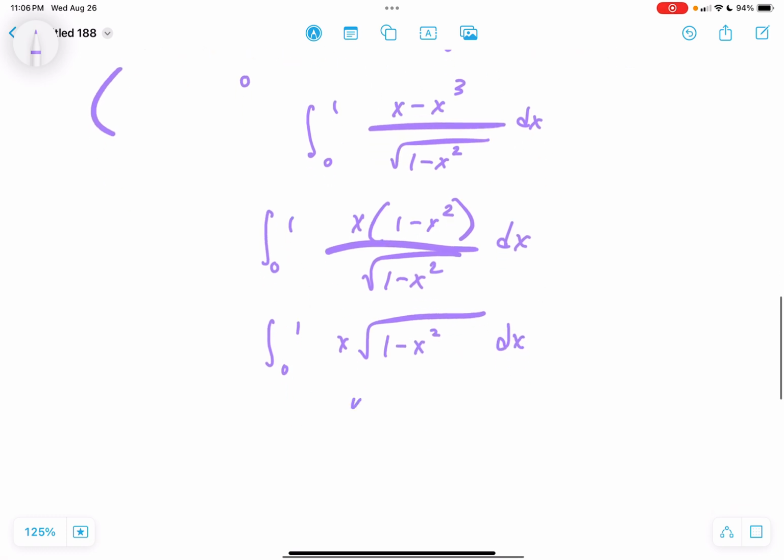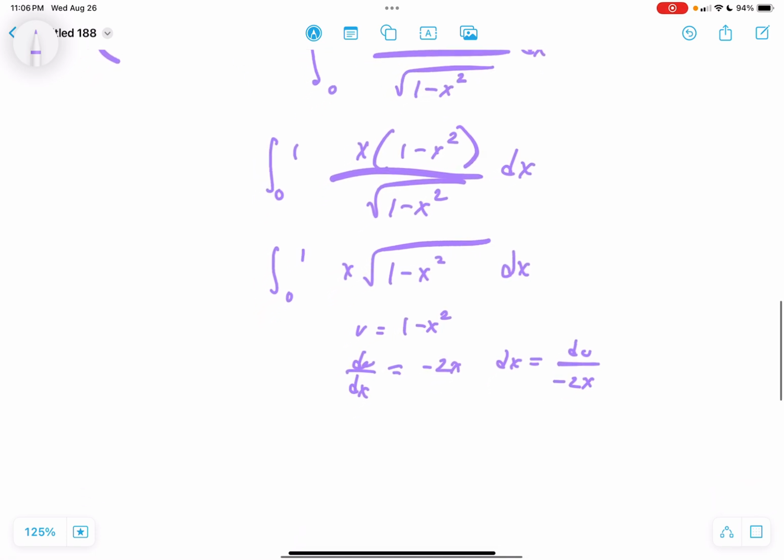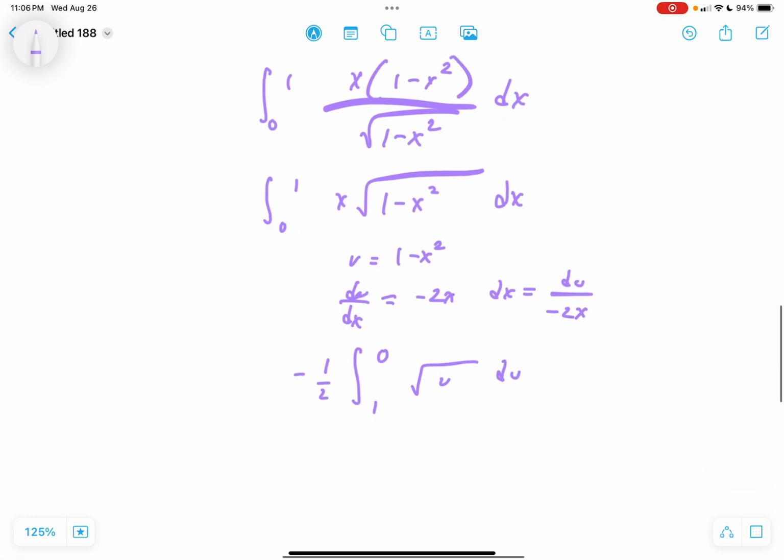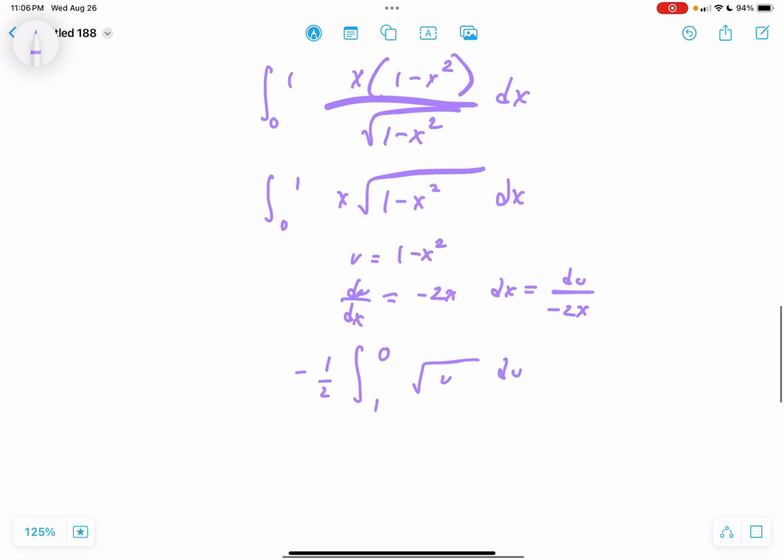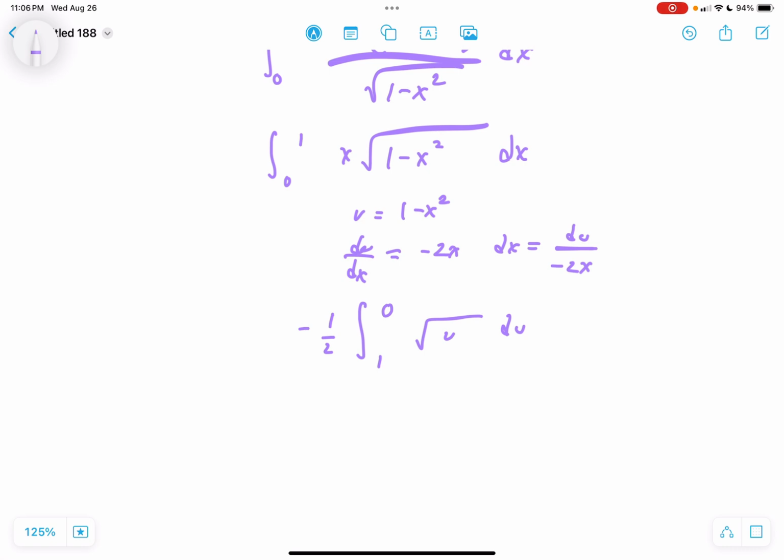And now I can use u sub. u equals 1 minus x squared. du dx equals negative 2x, and dx equals du over negative 2x. Notice that I'm going to bring a negative 1/2 out in front. This becomes the integral from 1 to 0 of the square root of u du. Notice I'm going to change my bounds because I always want lower on the bottom. And to do that, I have to make a negative.